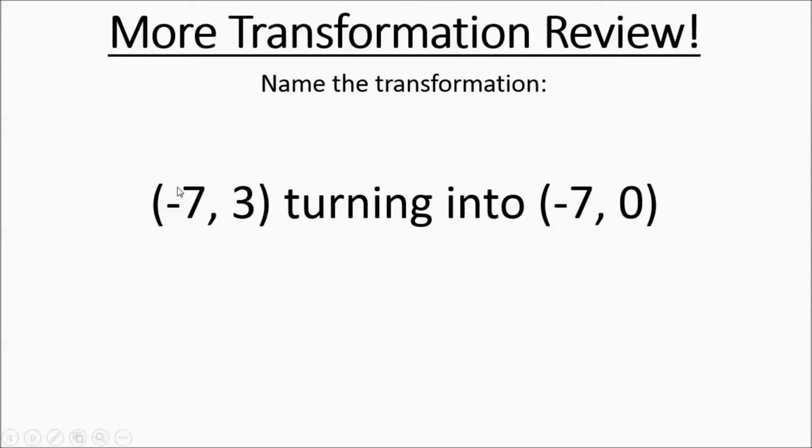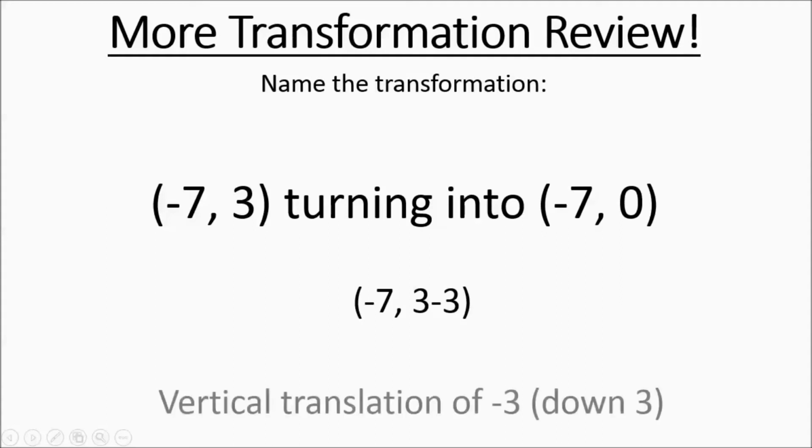Negative 7, 3 turning into negative 7, 0. The x value stayed where it was. That didn't change at all. And I'm changing my 3 to nothing. I'm subtracting 3 from it. A change in y, when you're subtracting from the y value, you're moving it down. So I'm subtracting the 3 from the y value. A vertical translation of negative 3, also known as down 3. Once again, fancy words to say down 3. Vertical translation of negative 3. Vertical dealing with the y-axis.